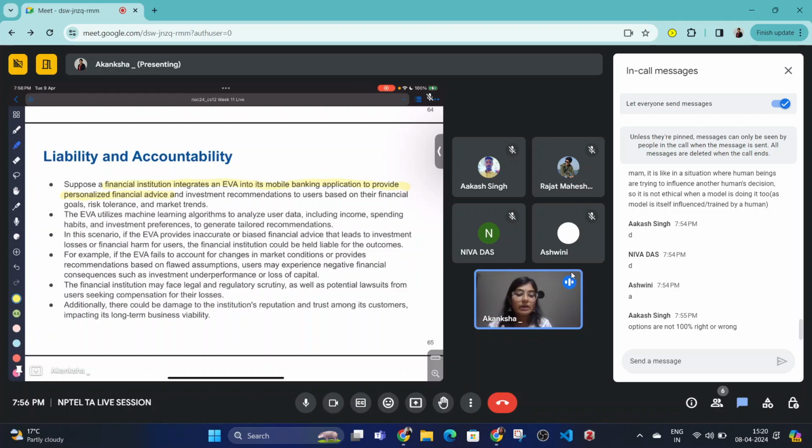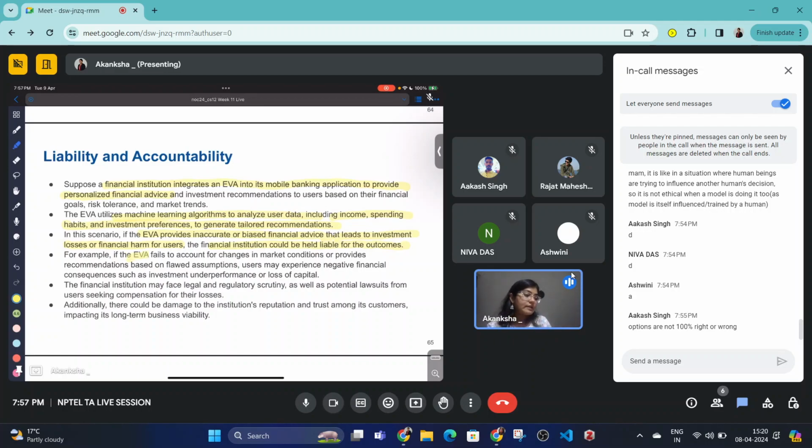How are you going to sue that virtual agent? Because that is just software. How are you going to challenge that thing? So it is very important that the legal aspect is also taken care of. The EVA utilizes machine learning algorithms to analyze user data, including income and so on, and to generate tailored recommendations. If it provides inaccurate or biased financial advice that leads to investment loss or financial harm, then the financial institution could be held liable for the outcomes. So the bank will be held liable that your virtual agent is not performing well.